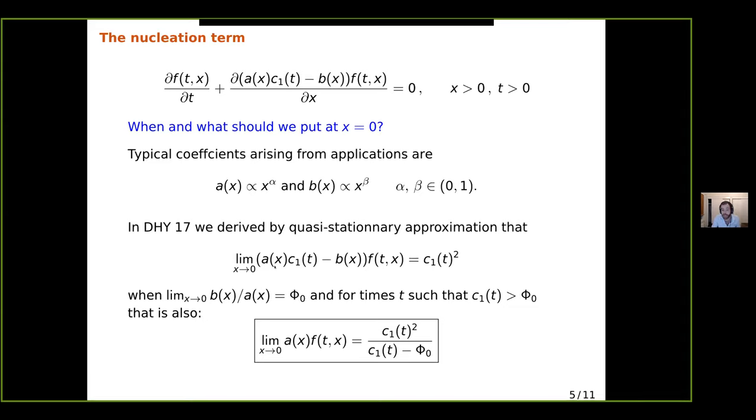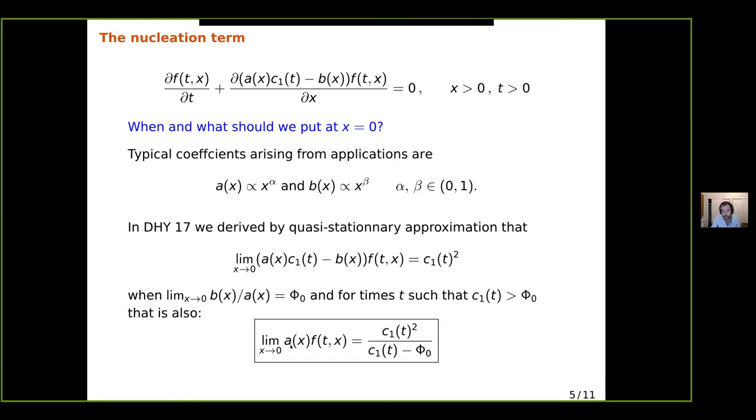And this, of course, makes sense only when c1 makes this term positive. This is not automatic, because you know that if a and b are power laws, this is zero. But if we factorize that flux, we can then perform a change of variables in this equation and obtain this kind of boundary condition. So when c1(t) is greater than this value, which is the limit of b over a at zero, this term is well defined and we should put that condition. Of course, it becomes singular when c1(t) reaches its threshold, and we will have to do some work at this point.